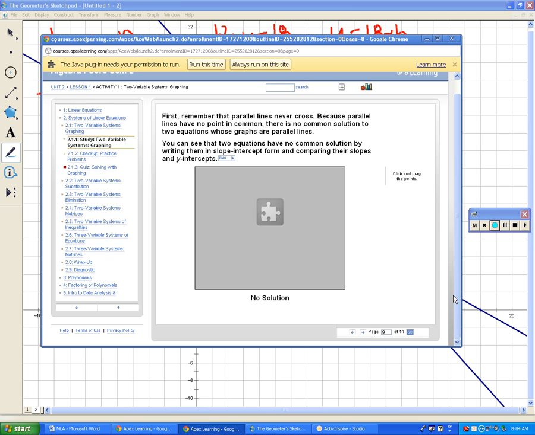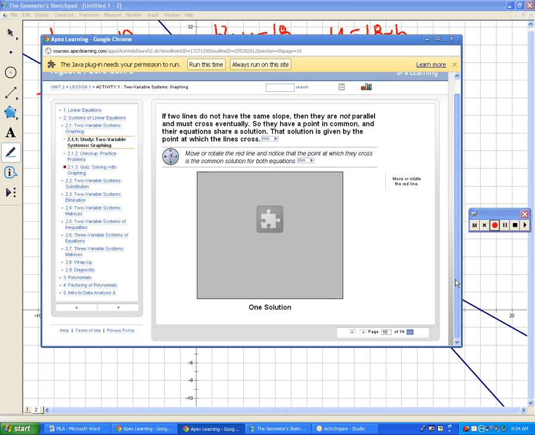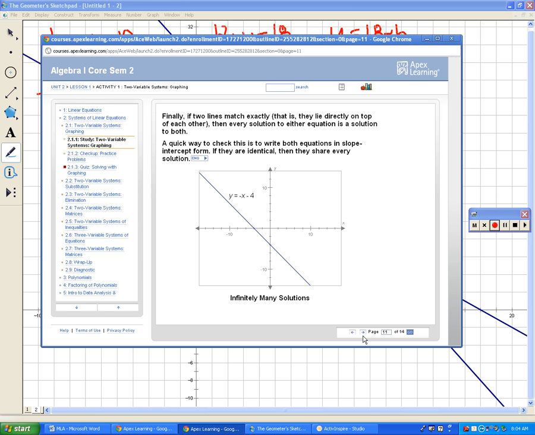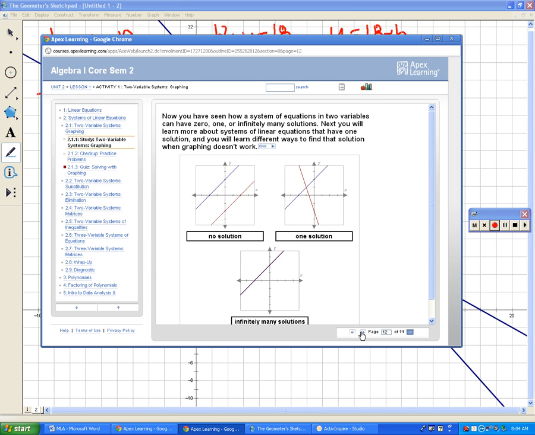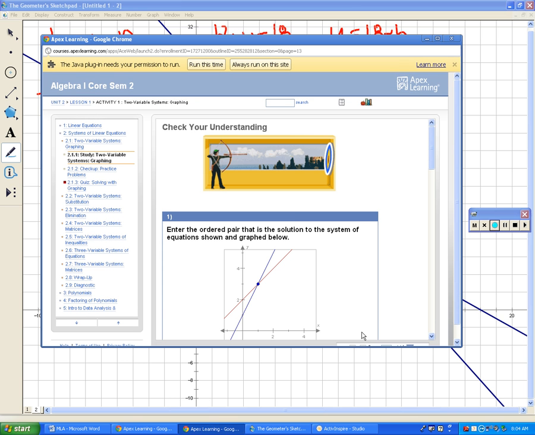So I'm just going to show you an example of the different ones. For some reason that's not coming through on my screen here. Okay, so here's an example of infinitely many solutions because the lines are right on top of each other. And that looks like the same thing over again, so maybe that's all we need.